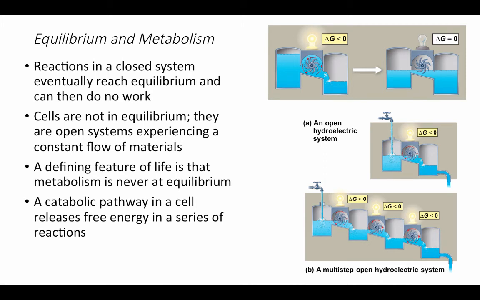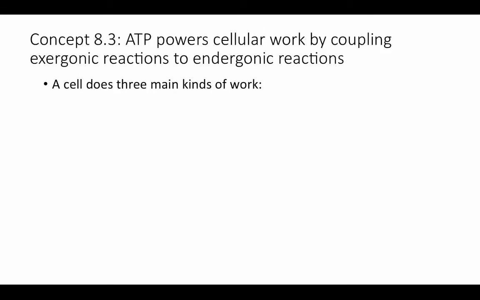This is the trick that living cells do with these metabolic pathways, and this will become much clearer as we go through the details when we study cellular respiration. So one of the ways that this potential energy is harnessed and stored to be able to do actual work is through using ATP as an intermediate kind of storage for that potential energy. So ATP is going to power the cellular work by coupling exergonic reactions to endergonic reactions.